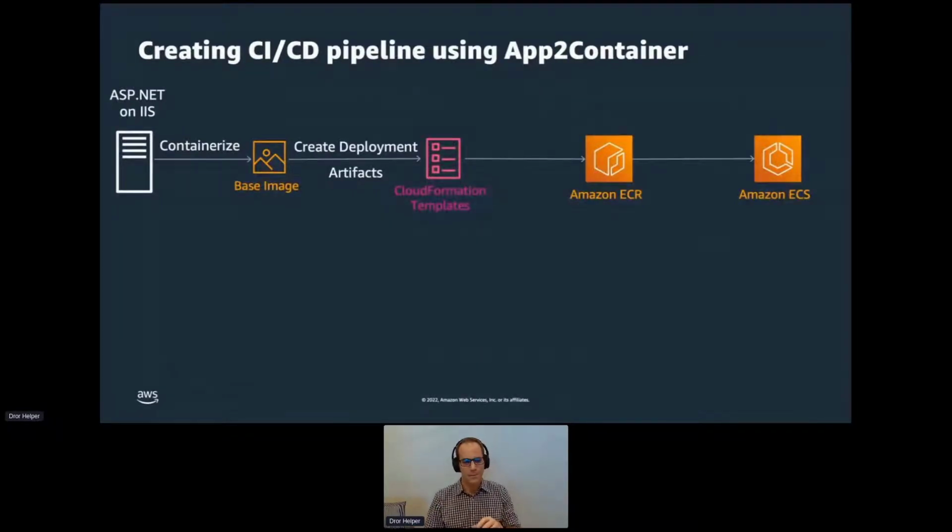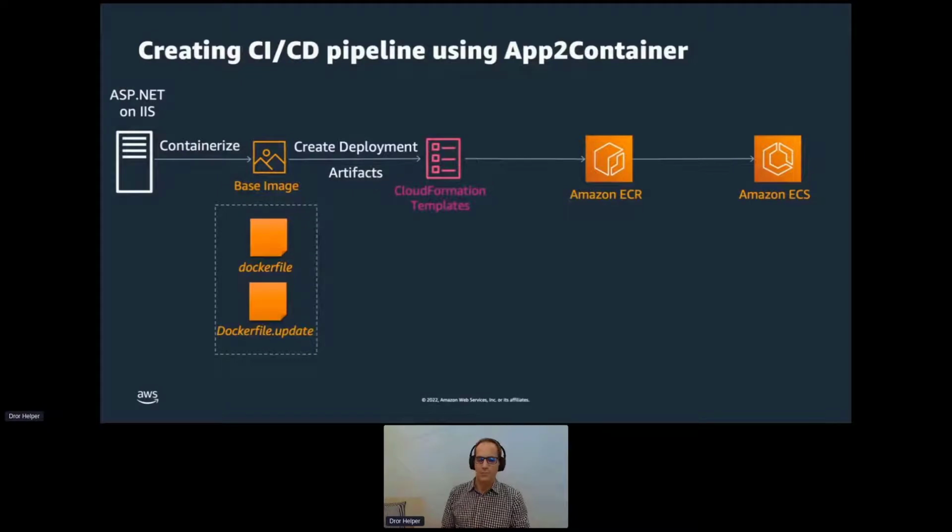But there are more things that happen during this process. When I create the base image, App2Container will also create two files, a Dockerfile and Dockerfile.update, which I can use. I can take them as is, or I can use them in order to recreate the image over and over again. Just point it to a different version of your application, and you get a new Docker image with a new version, with new code.